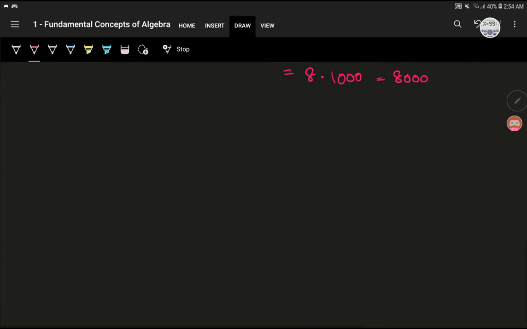Alright, so we go into the fourth one. Okay, now we have the fourth law. We still have two bases, but instead of a product of the two bases, we have a ratio of two bases raised to the power of m. So we have (a over b) to the power of m.